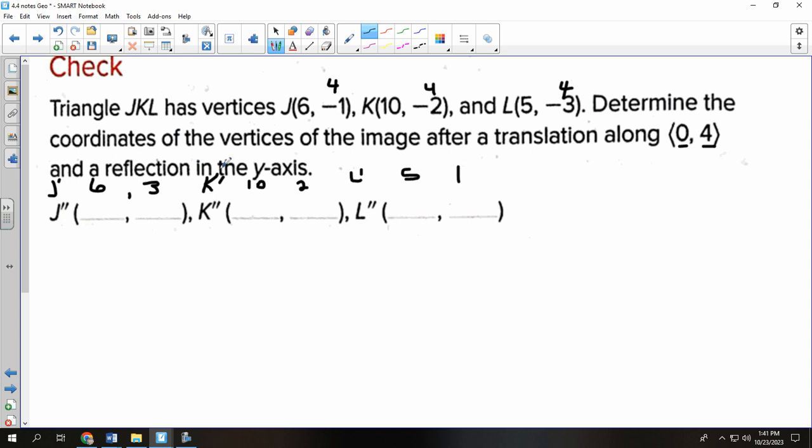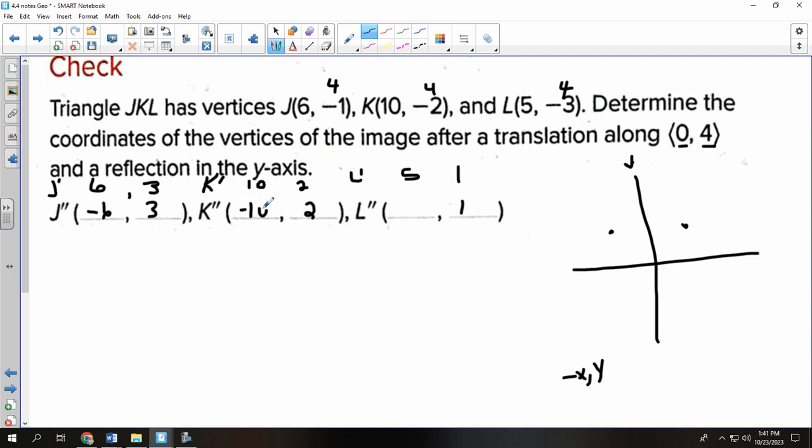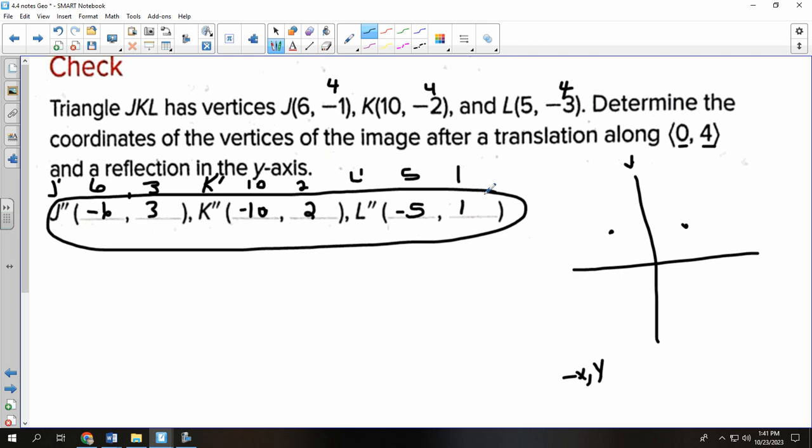Then when we reflect along the y-axis, the y-axis is here. So if I was a point here, I would then be a point over here. So our y stays the same and our x changes signs. Let's go ahead and populate all of the y's, and then our x is going to change signs. All right.